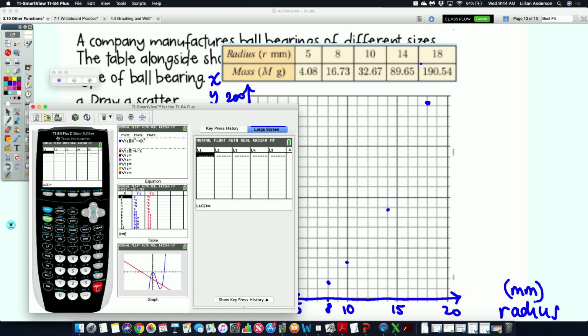All right? Now, we need to type in our data. We're going to put radius into L1, our mass into L2. X into L1, Y into L2. So everybody, let's type in your data. You click the number and you click Enter. That's how you register in the data. So you have to click Enter after every time. You just press the over arrow to move to L2, and then you type in your mass into L2, pressing Enter after each entry.